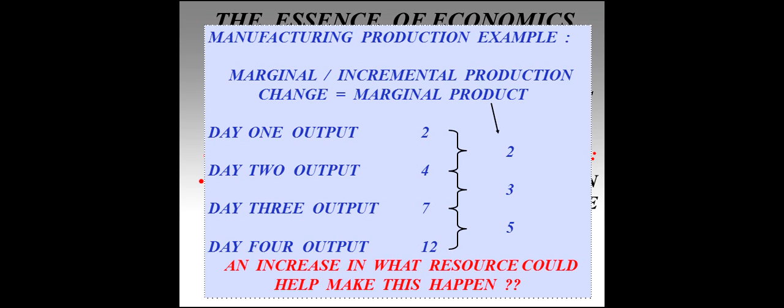So the question I have for you is an increase in what resource could help make this happen? Because remember, as we mentioned a moment ago with the definition of marginal product, the marginal or incremental increase was as the result of changing one input resource to help affect the increase in production. So what potential resource could have been changed to make this happen? I'd like for you to keep that question in mind as we move forward here with some other examples.